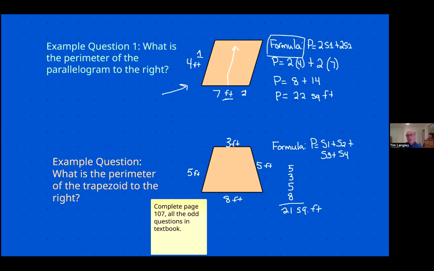So there's a good example of making sure we're clear of what we're talking about. It would not be square feet. It would just be feet. Okay. Just to be clear on that.